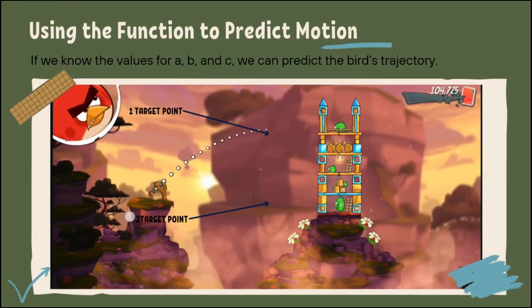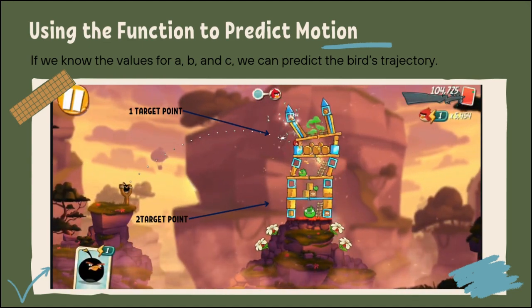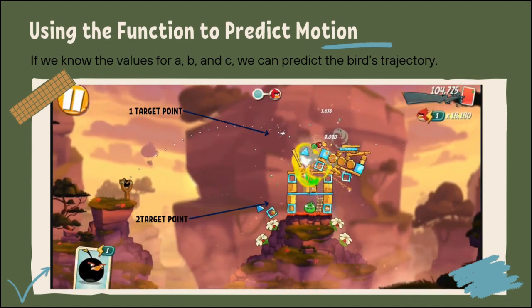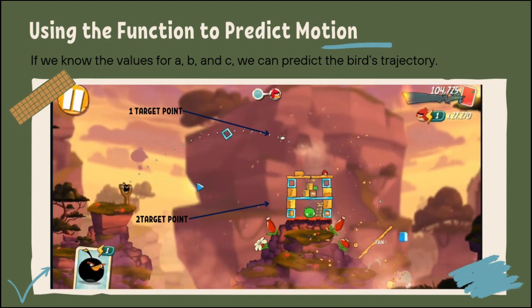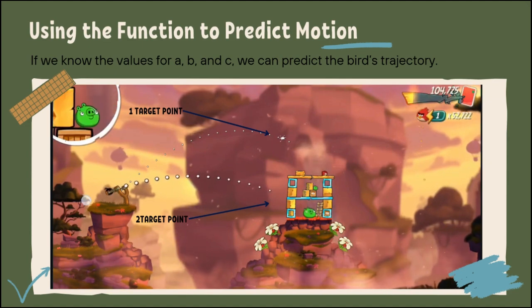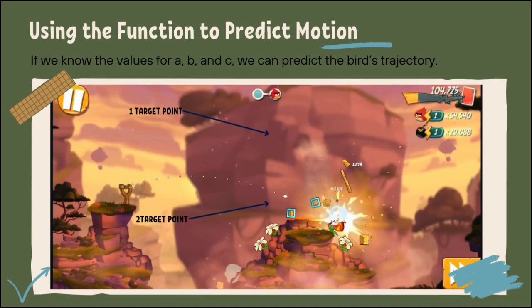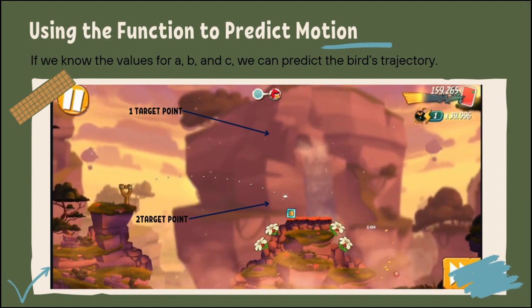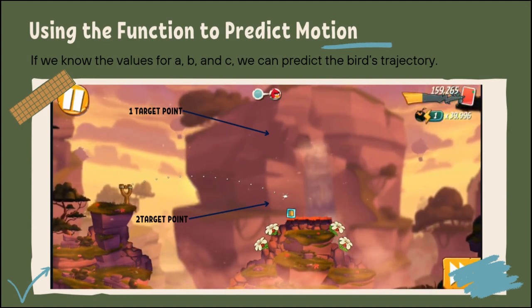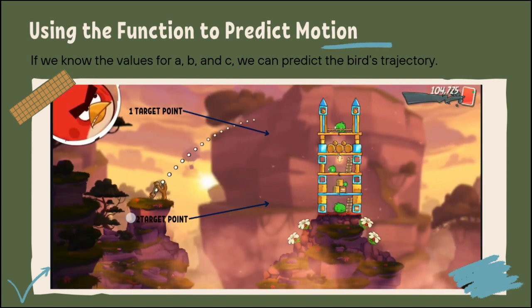Next is using the function to predict motion. If we know the values of A, B, and C as explained previously, we can predict the bird's trajectory. For example, as you can see in this video, if we want the bird to hit a specific point like the first target point and second target point, we can use quadratic functions to understand how changes to the angle and strength affect the parabolic path to aim accurately.